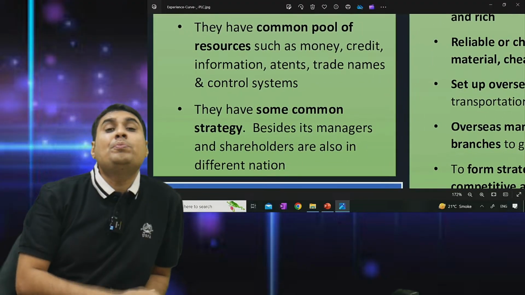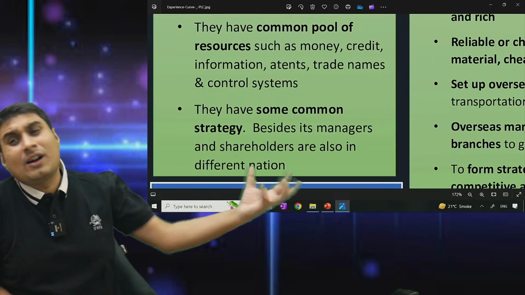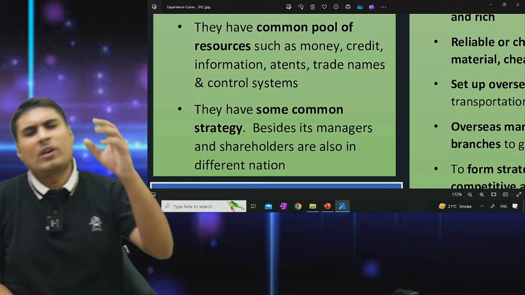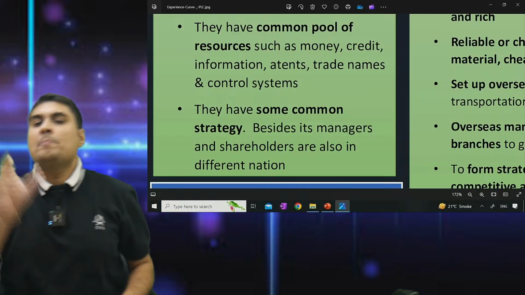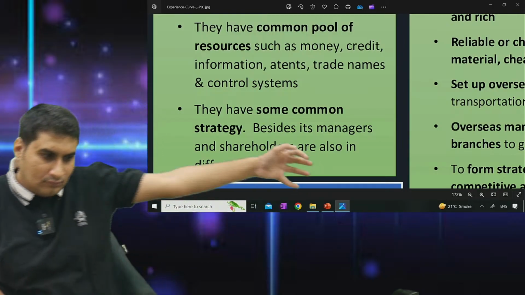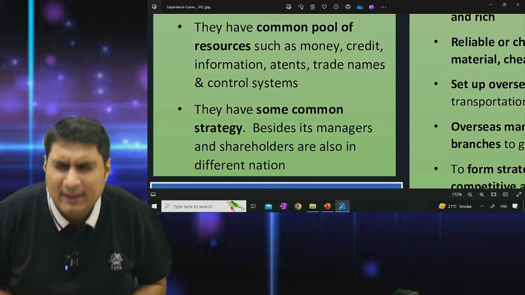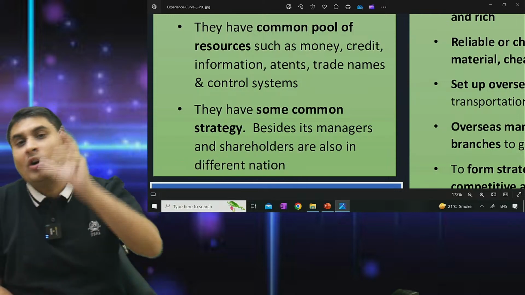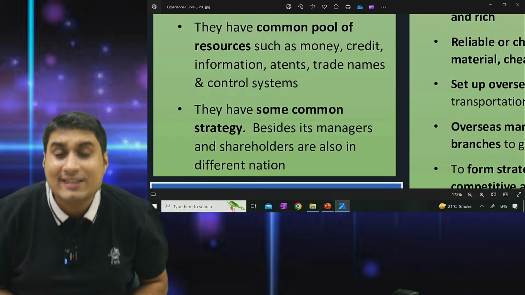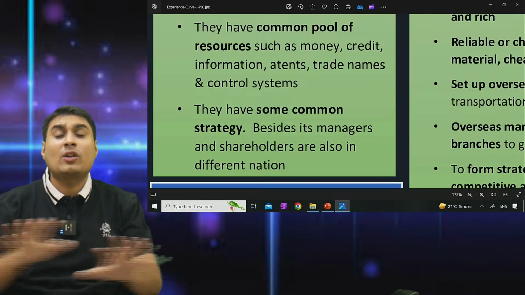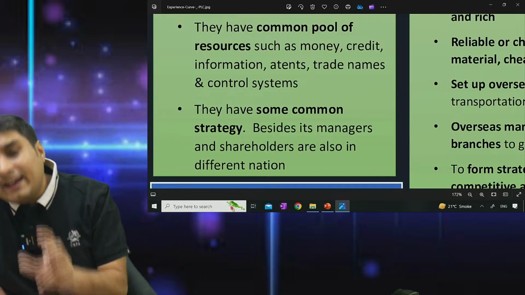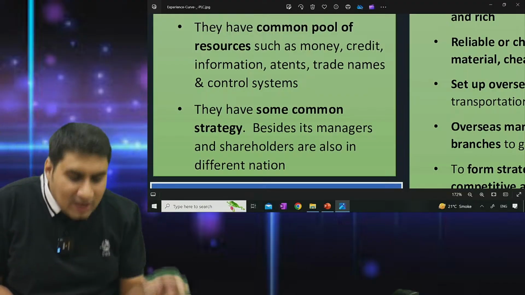Second, they have a common pool of resources. Money, bank account is at one place. Money, credit, their name McDonald's is common. Money, credit, information, patent, their logo is there. That one guy is there in McDonald's, like this he will sit. So money, credit, information, patent. What's trade name? Trade name means the name with which you do business. McDonald's. And systems are common. Everywhere common software is there. So they have a common pool of resources: money, credit, information, patent, trade name, control.